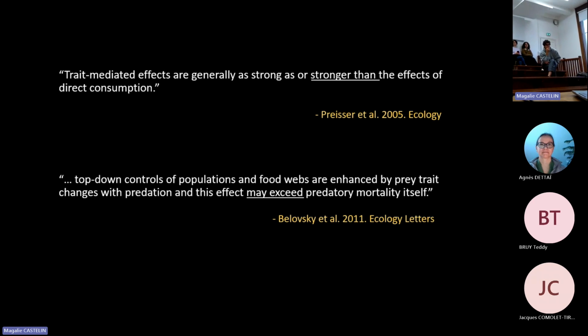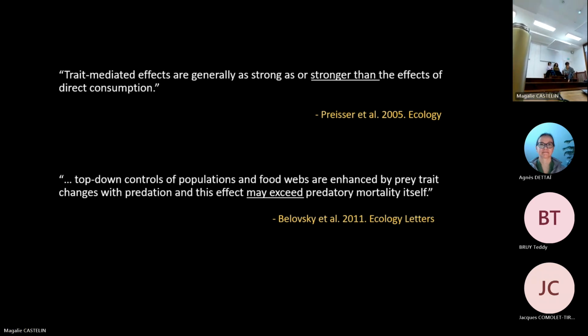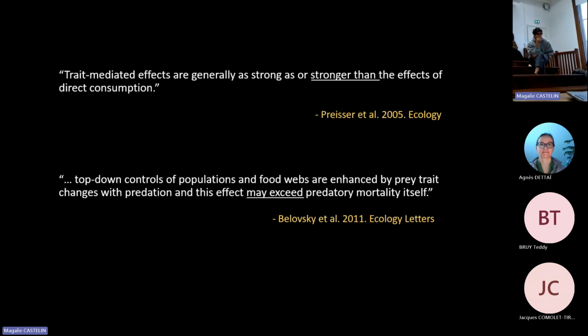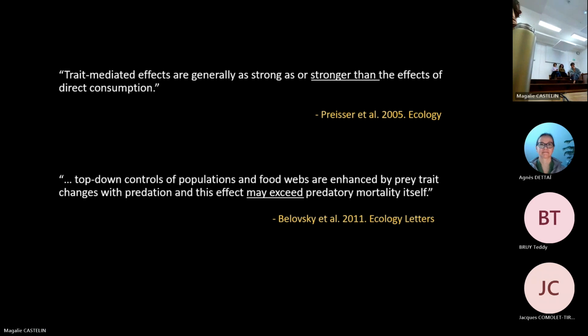Now, lots of very important people have said that they can. So Evan Pricer says trait-mediated effects, the non-consumptive effects, are generally strong or stronger than the effects of direct consumption. It's a very big claim.